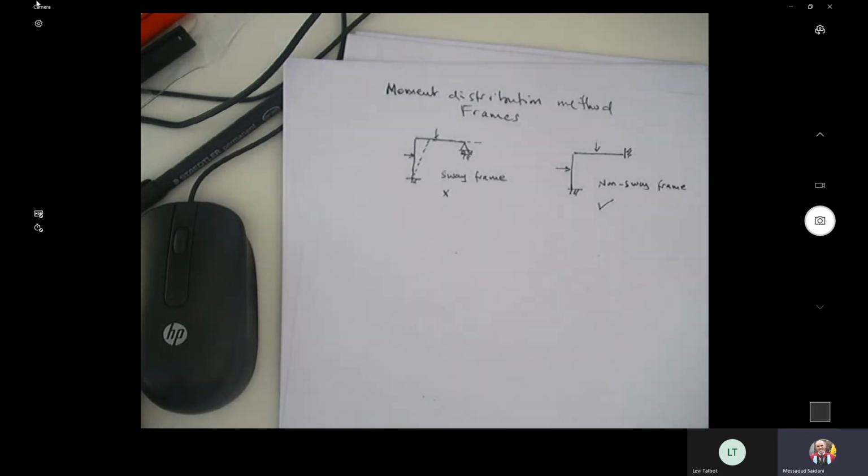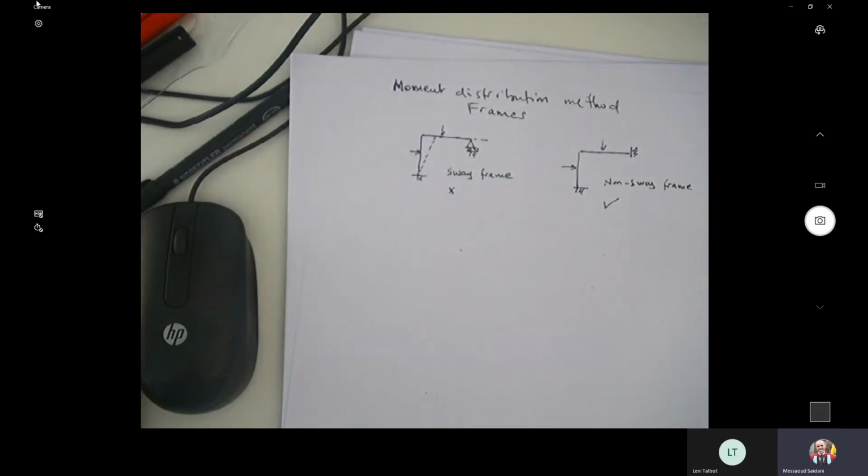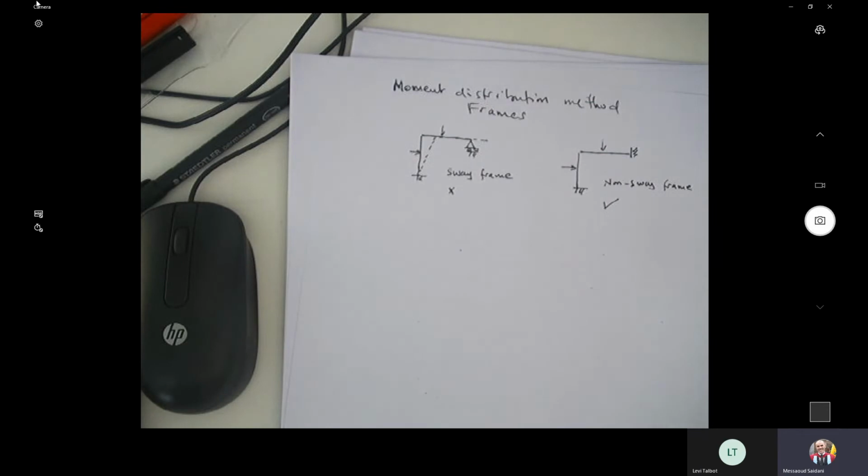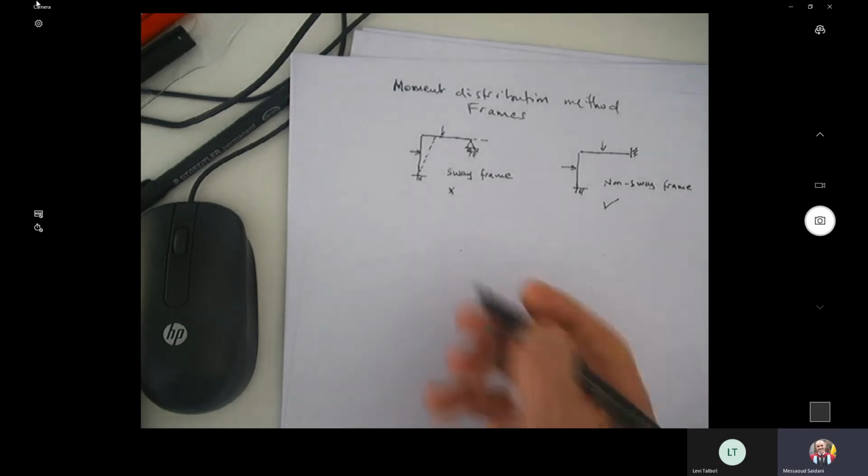In terms of the analysis itself using the moment distribution method, there is absolutely no difference between frames and continuous beams. So what we did yesterday is still valid, and we can still apply it for frames. The theory itself and the steps are exactly the same. All we are doing here is analyzing a structure that has a different shape to a continuous beam, but the actual theory and the steps involved are exactly the same. Is that okay? So let's take an example.